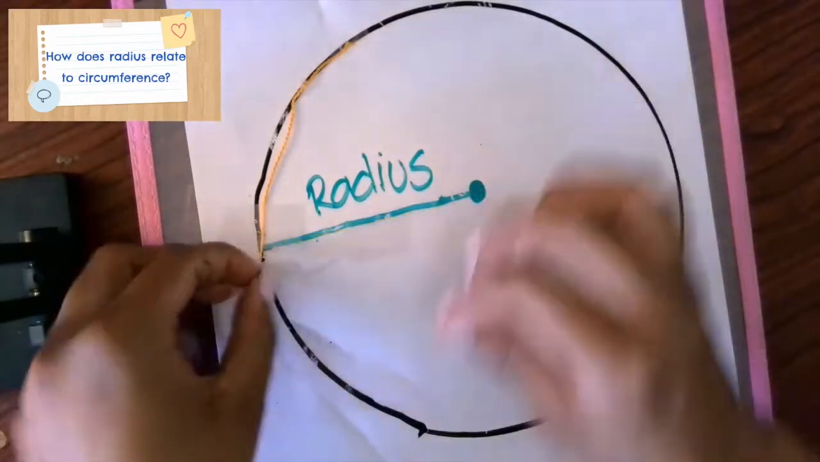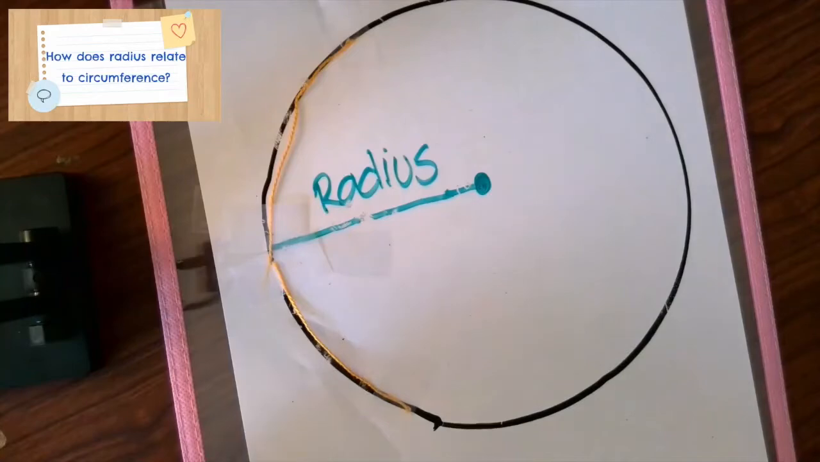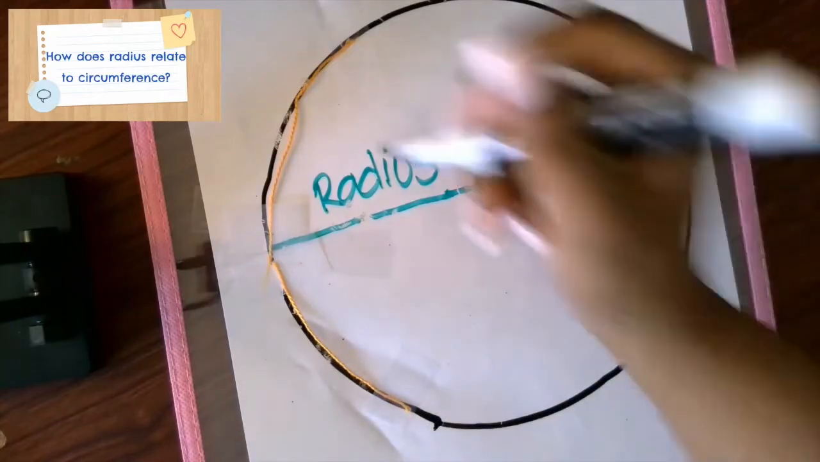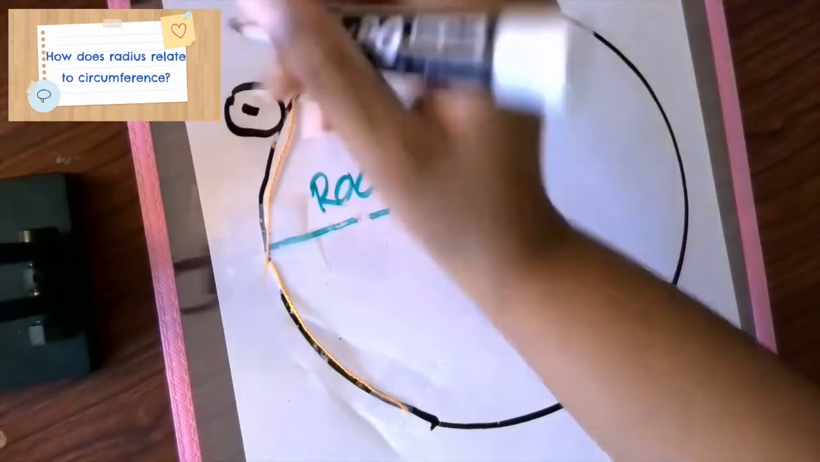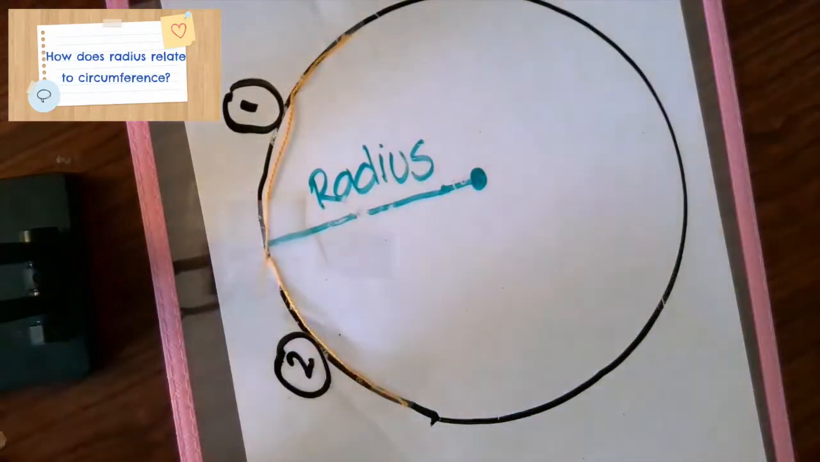Here's my second piece. That's 2. And I think I'm going to label them. So this was 1. This was 2 radii.